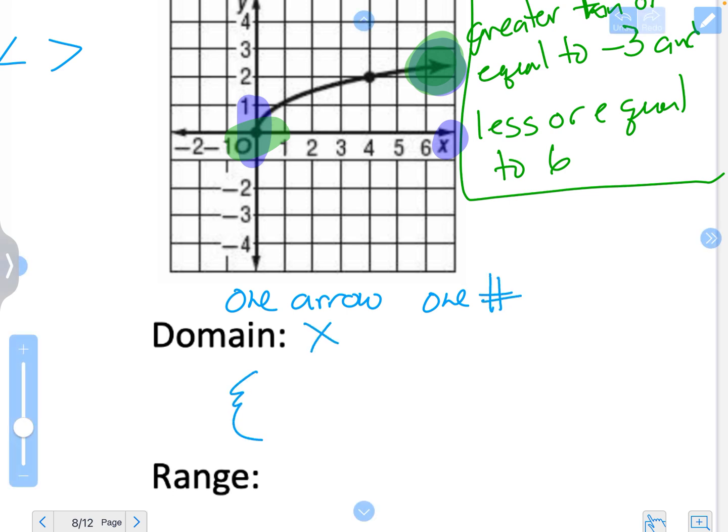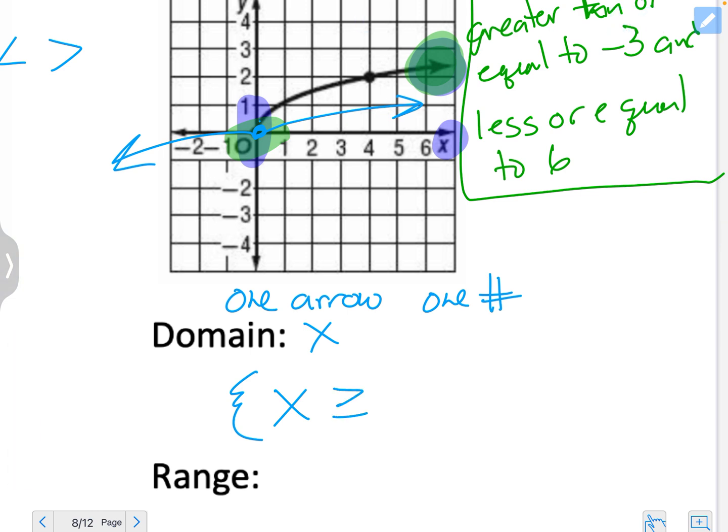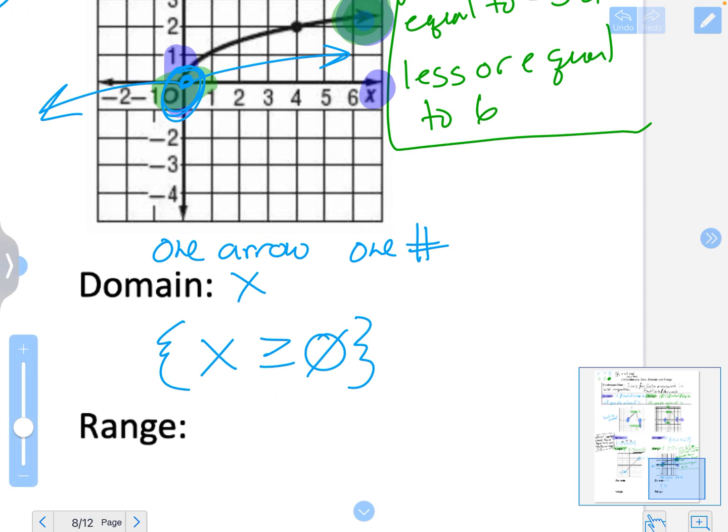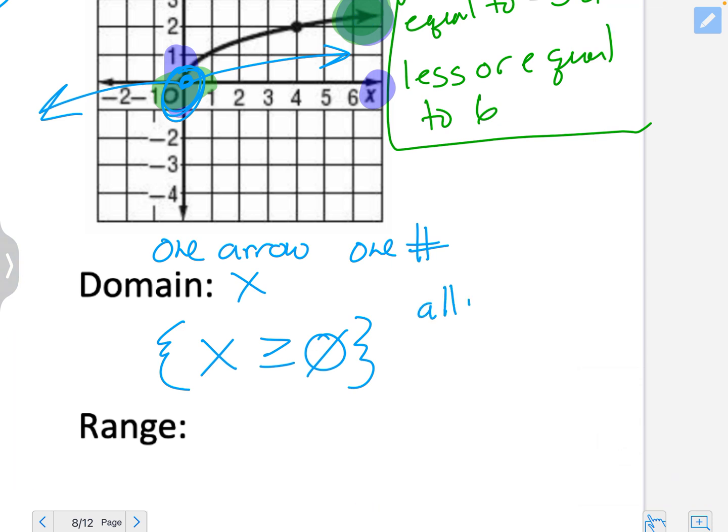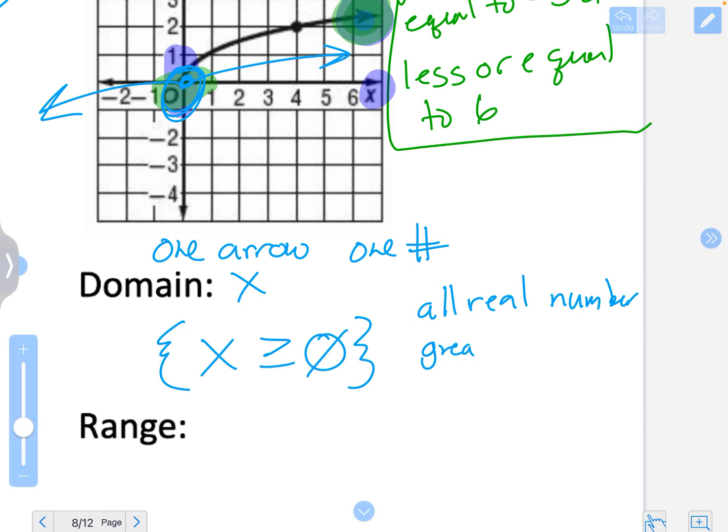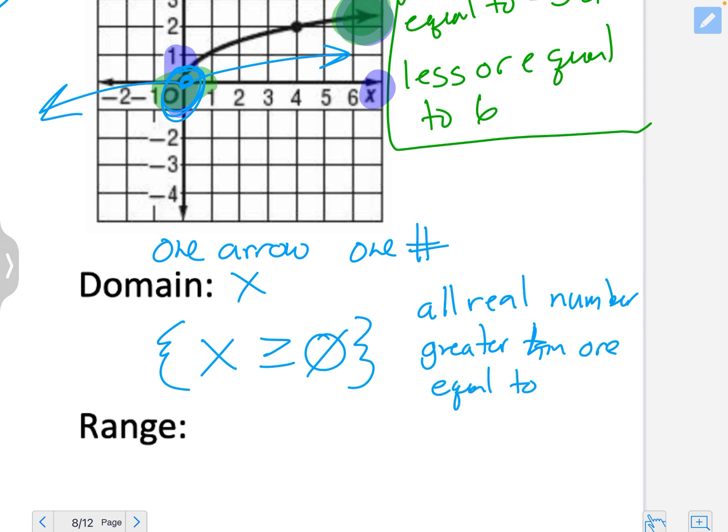So domain is x. So I'm going to put x. I'm always going to start with x when I have one arrow. Is the line getting bigger or smaller than 0? If it's getting bigger, I'm going to put greater than or equal to, and then I'm going to put whatever number my line stops at, which is 0. And so our words for this is that the domain is all real numbers greater than, oh, I can't spell today, or equal to 0.